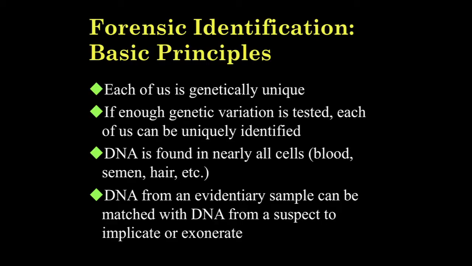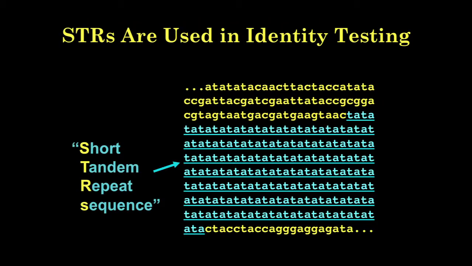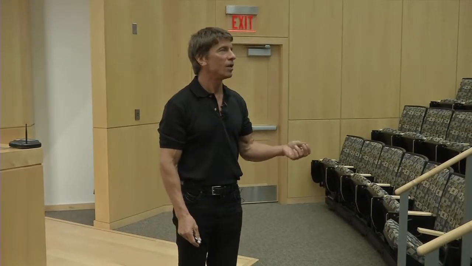And then an evidentiary sample can be matched with DNA from a suspect to either implicate or exonerate someone in a crime. And we don't use his hemoglobin gene. Interspersed in amongst all of your DNA are these short tandem repeats, these sequences that don't code for anything, but there's a lot of variation in them. We call them STRs. These are what is used to identify people. There are unique variants in all of us.